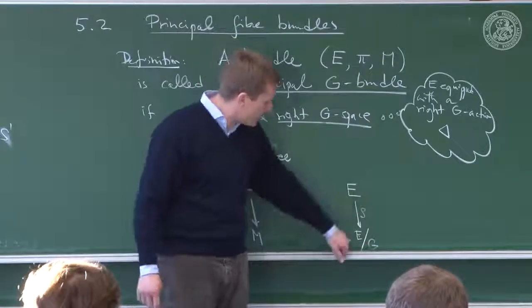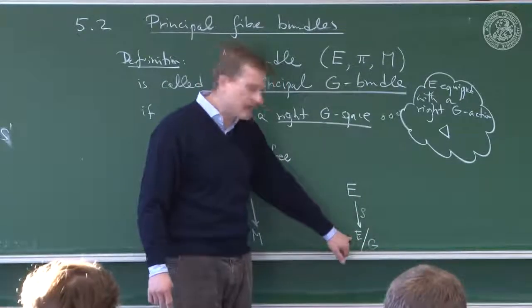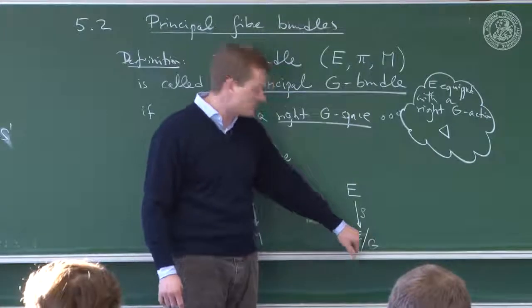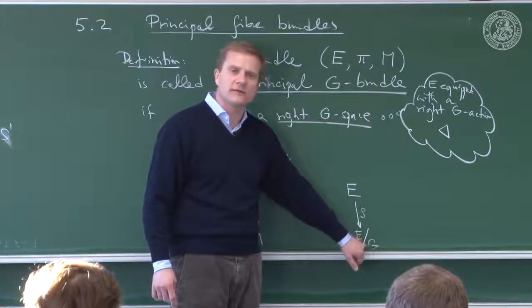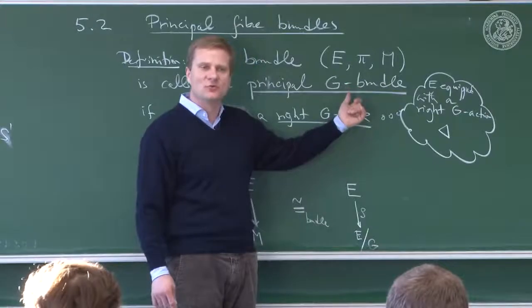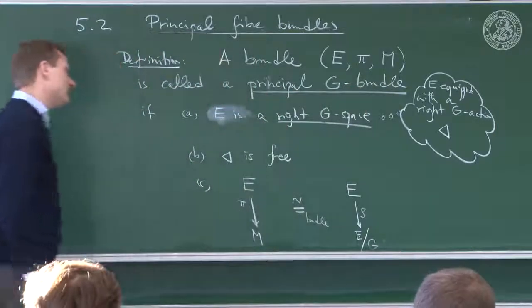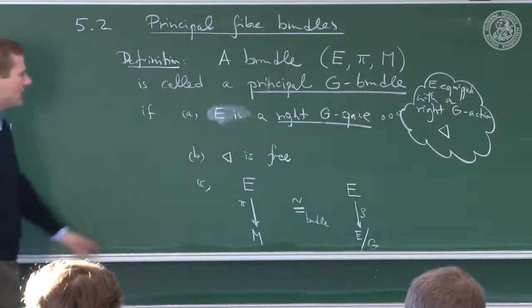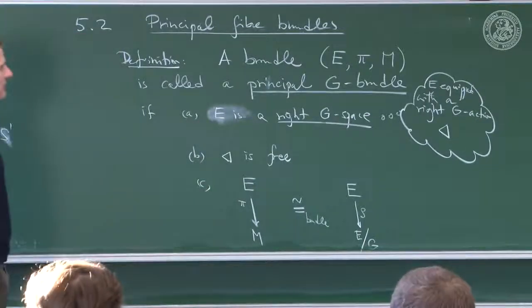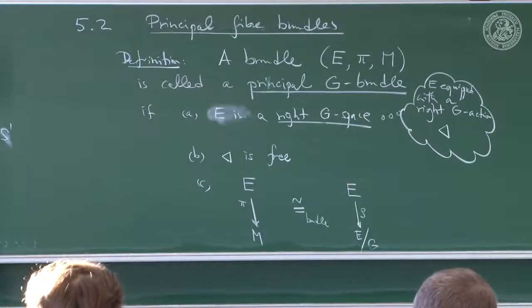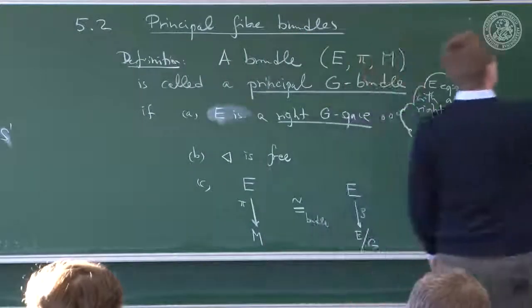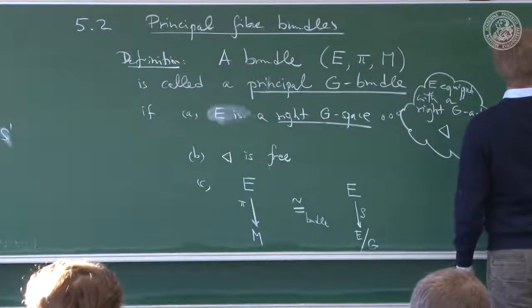So you take that element, you go down here, and because the action is free, the rho inverse of a point down here is always the entire group. But we'll write this down in a second. This is the definition of a principal fiber bundle. So let me write down the observations, but they're not part of the definition. Observation.